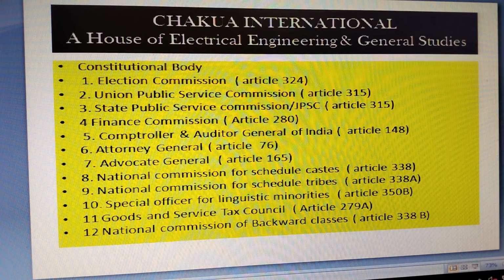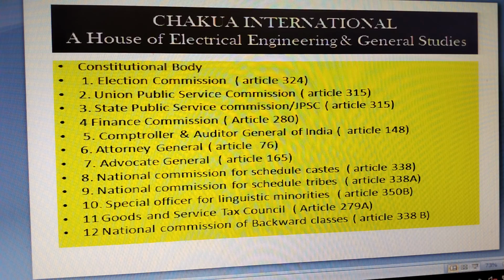Constitutional bodies are: Election Commission, Article 324; Union Public Service Commission, Article 315; State Public Service Commission, Article 315; Finance Commission, Article 280; Comptroller and Auditor General of India, Article 148; Attorney General, Article 76; Advocate General, Article 165; National Commission for Scheduled Castes, Article 338; National Commission for Scheduled Tribes, Article 338A; Special Officer for Linguistic Minorities, Article 350B; Goods and Services Tax Council, Article 279A; National Commission for Backward Classes, Article 338B.